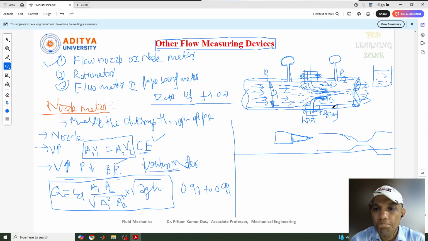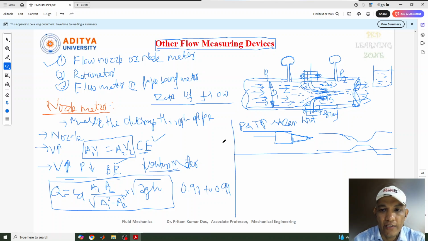This nozzle meter is also used where high pressure and temperature steam flows, when the steam is flowing with a high pressure and a high temperature. There also we use this concept, and for this there are some advantages and disadvantages also.